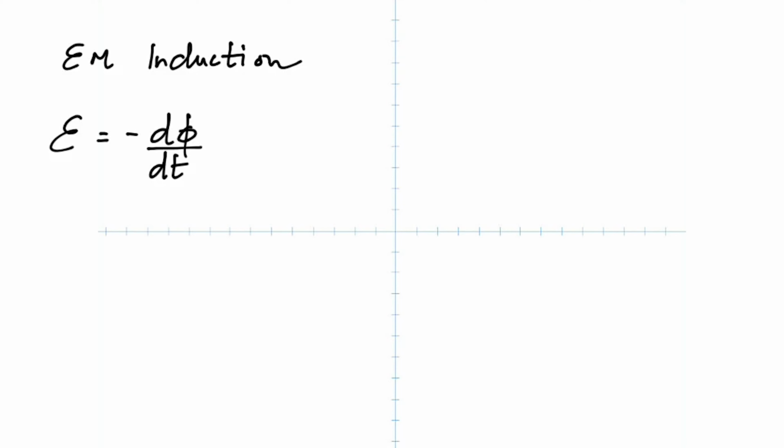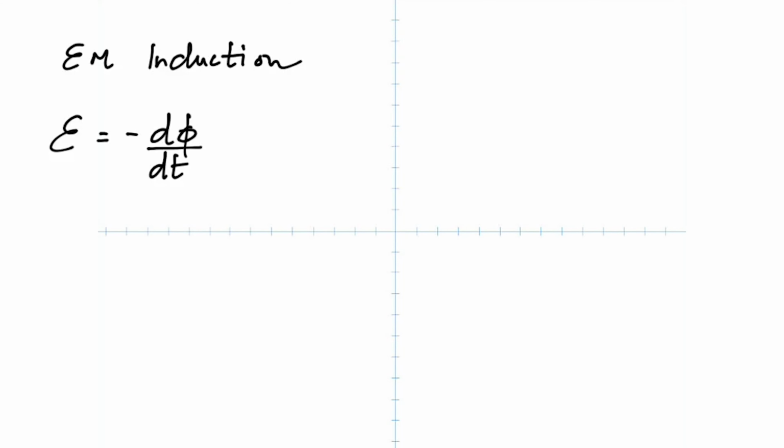Flux is phi, so d phi by dt is the rate of change of magnetic flux. And what's the negative sign? It's Lenz's law. The direction of the induced EMF always opposes whatever produces it. So if the magnetic field is trying to decrease, then the induced current will set up a magnetic field in the same direction. Why? Because it was trying to decrease. It doesn't want it to decrease, so it sets up a field in the same direction.